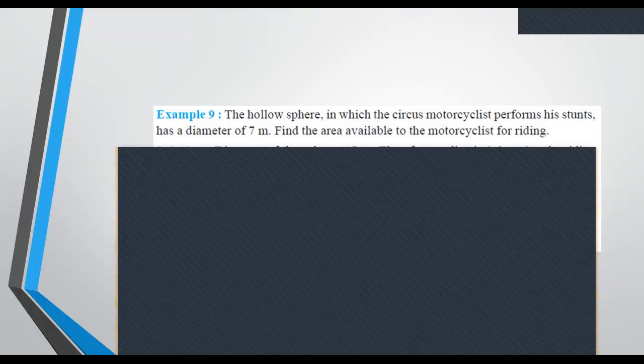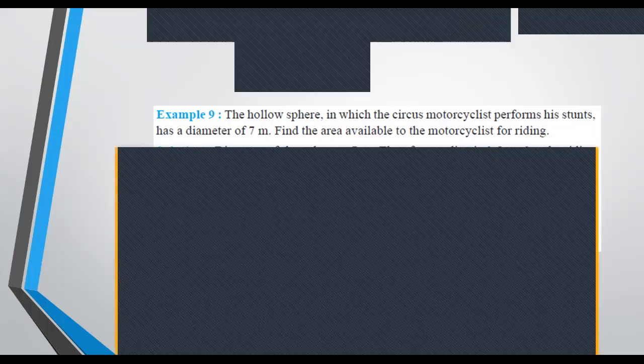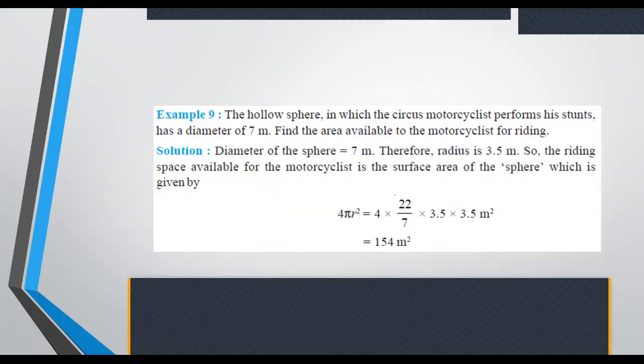So what is the area here? The total surface area, that is 4 pi r square. Come on. Once you understand the sum, the working should be very fast. Ma'am, it's 154 meters square. Yes. Okay, 154.